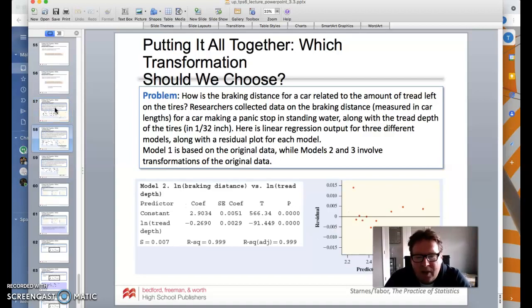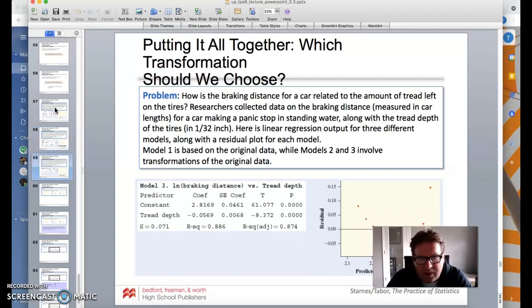All right, model 2. Now, this is if we take the natural log of both the braking distance and the tread depth. So again, what you're seeing here is the residual plot. And yeah, so you see that. And then the next one that we take a look at will be just the natural log, if it's exponential. We just do the natural log of just the braking distance.